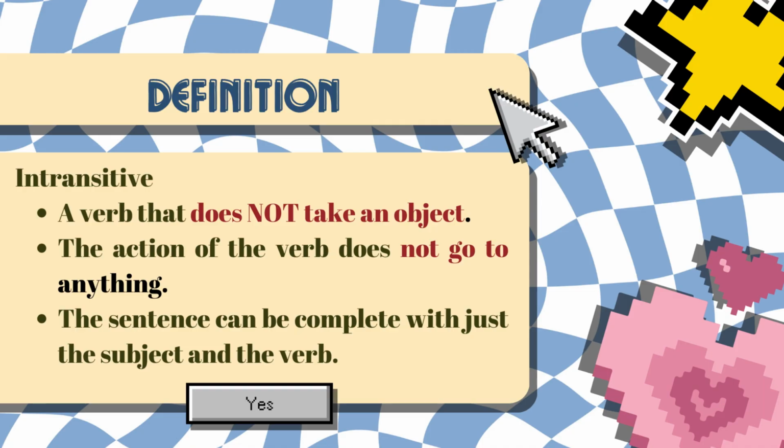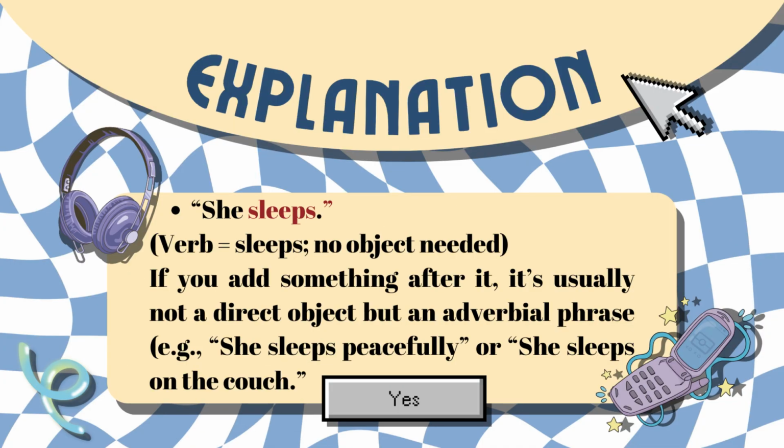As for an intransitive verb, it is a verb that does not take an object. The action of the verb does not go to anything. The sentence can be complete with just the subject and the verb. As an example, she sleeps. The verb is sleeps. So, no object is needed.